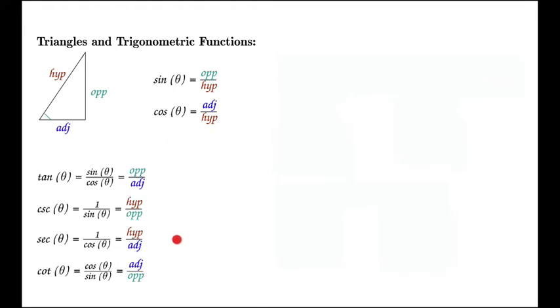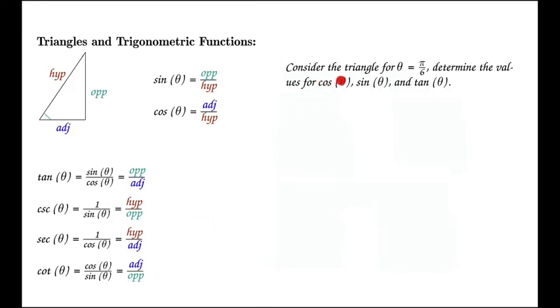We're going to need to be able to evaluate our trig functions at a few particularly nice angles. So let's look at one of those. We're going to consider the triangle for the angle theta equals pi over 6. This is one of our nice angles, and this pi over 6 is in radians, which is the same as 30 degrees. We're going to determine the value for cosine theta, sine theta, and tangent of theta.